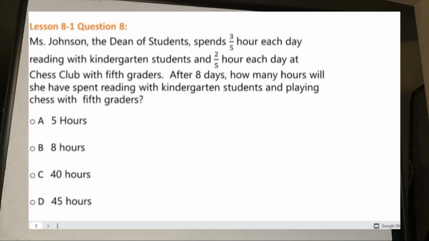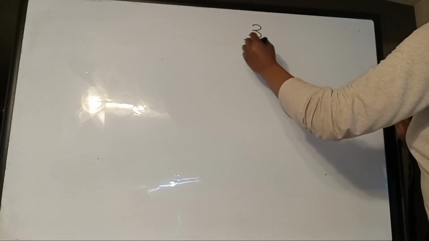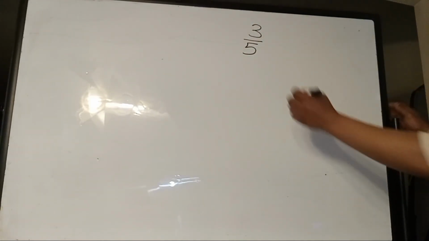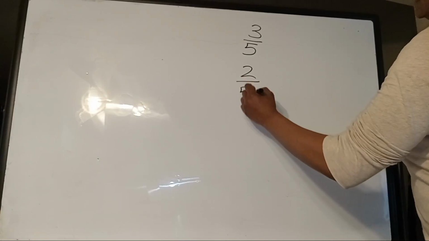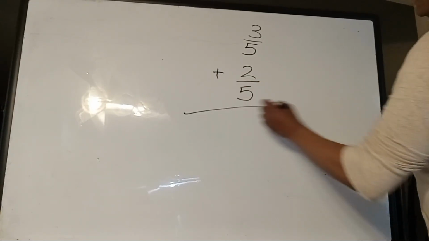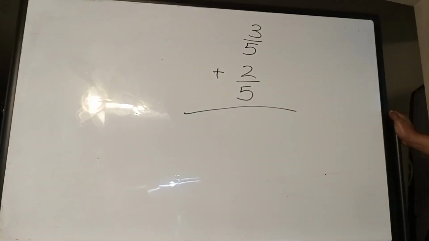All right. So, sounds like we got us a 2-step, right? Because what's the first thing we said he did? He spent 3 over 5 hours each day reading with kindergarten students, and 2 over 5 hours each day in the chess club. So that's two different things, but all in the same day. So we need to add those two together. That's our first step.